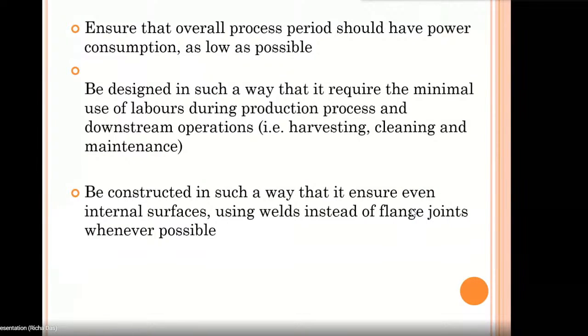So we don't want such scenarios. We want the internal walls of the fermenter to be as smooth as possible. To make the surfaces very smooth, welding is preferred. Mostly screws are not preferred.